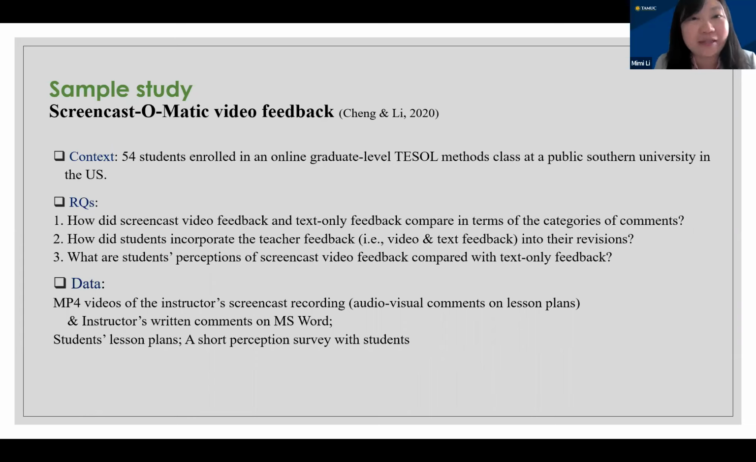How did the screencast video feedback and the text-only feedback compare in terms of the categories of comments? How did the students incorporate the teacher feedback into their revision? And what are the students' perceptions of screencast video feedback compared with text-only feedback? So we collected the instructor's recordings and the instructor's written comments on the Word document. And we also collected the students' lesson plans and a short survey with the students.